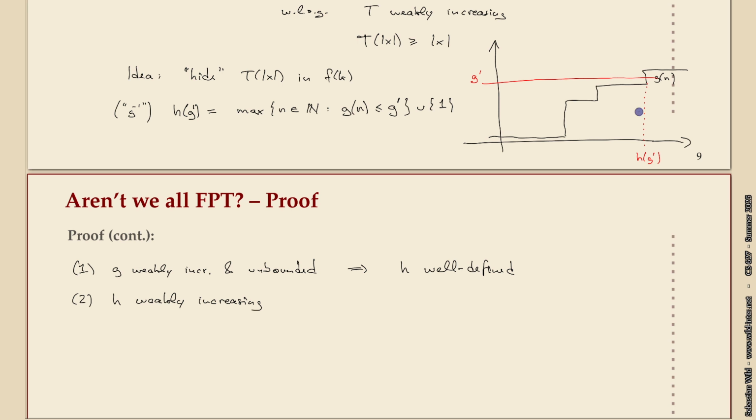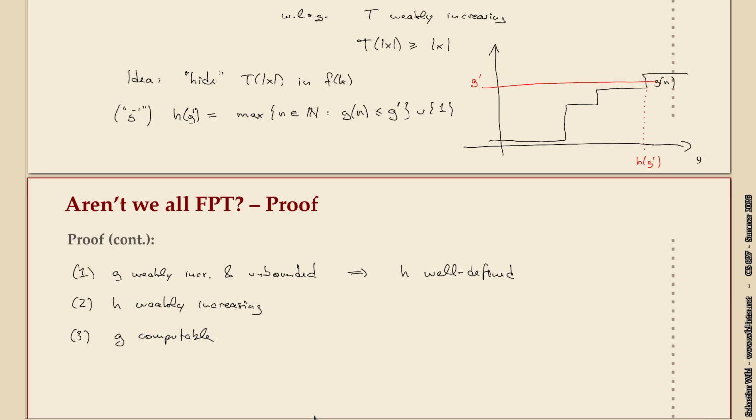Which you can effectively see from the picture. I mean, you're making this set, if you increase the bound g prime, you're just including more elements in the set, so taking the maximum cannot give you a smaller result. That's, I think, very intuitive. Also, because g is a computable function, we can also compute h.